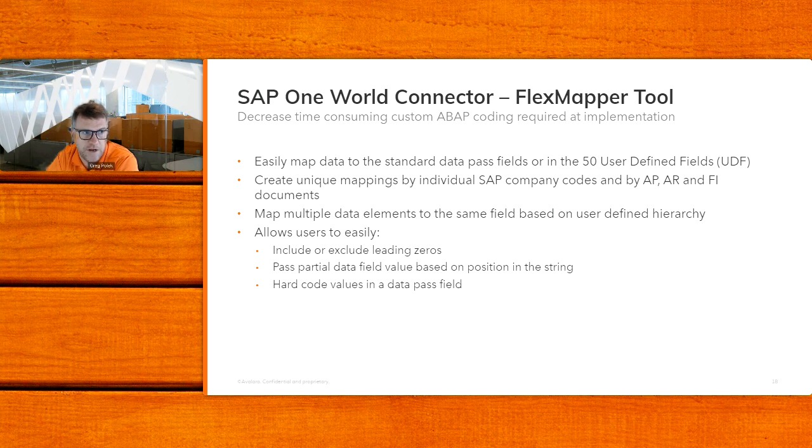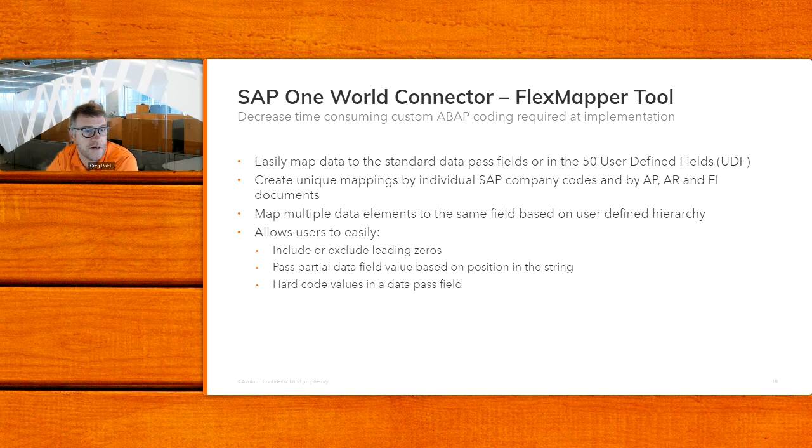And ABAP coding, for non-SAP familiar folks, is just ABAP is the language of SAP that it's written in. And what that Flex Mapper tool allows you to do is you don't have to have a developer write code to pass the data. So if you want to pass an additional data element, we've enabled 50 user-defined fields, both at the header and the line item level. So you can pass almost unlimited data over as part of your tax calculation.